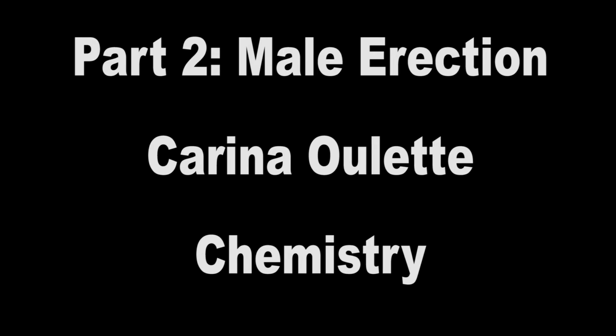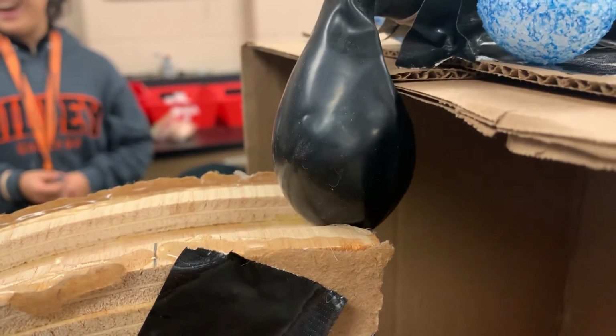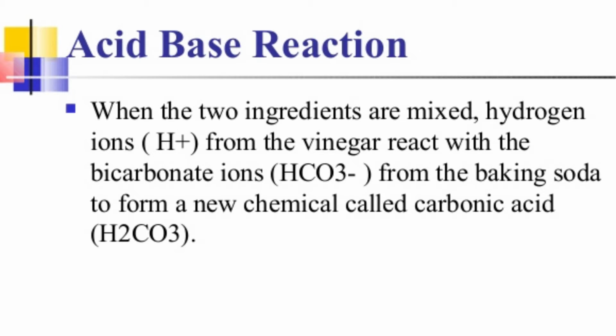As for my part, I had to make something that would represent the male erection. I decided to make a chemical reaction composed with vinegar and baking soda, aka sodium bicarbonate. Those chemicals reacted in two different reactions. The first reaction is an acid-base reaction, in which the vinegar is acidic and the sodium bicarbonate is basic.